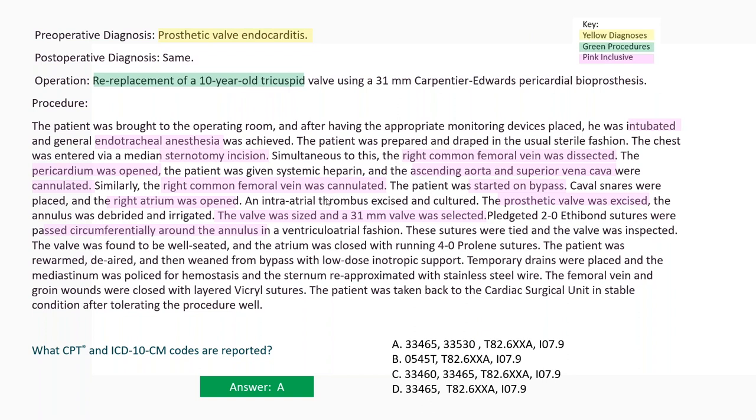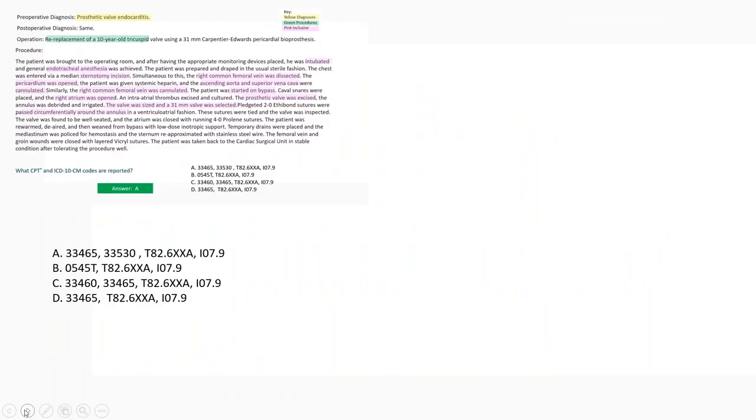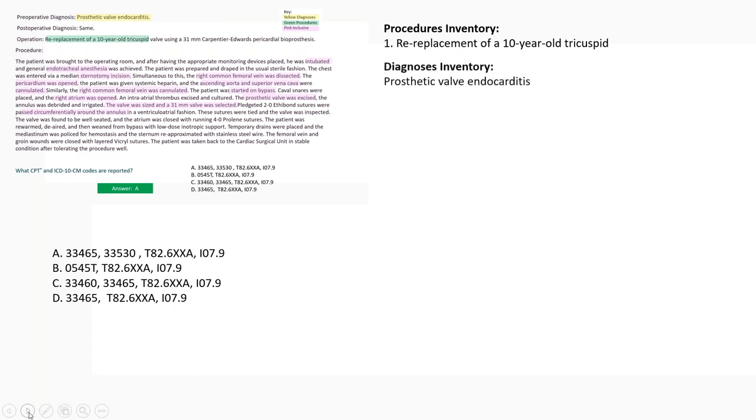Let me see how many of you have got. Okay, I think this is a great scenario to kickstart the study session. And let's go and solve this one together. These are your inventories. The procedure inventory, we are having a re-replacement of a 10-year-old tricuspid valve. The diagnosis inventory, we are having a prosthetic valve endocarditis.